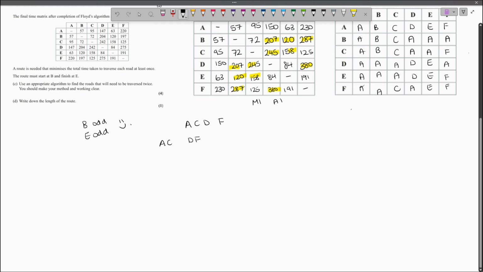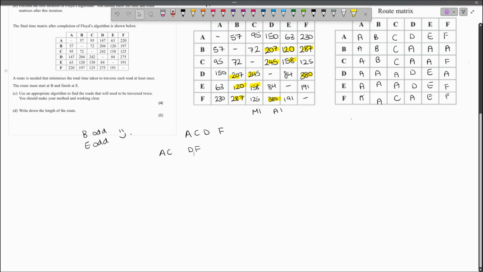But if we connect AC and DF using the shortest route between the pairs, AC has a distance of 95 and DF has a distance of 275, which is going to give us a solution of 370. So if we try making ACDF even by connecting A and C together with the shortest path and D and F together with the shortest path, we're adding a weight of 370.